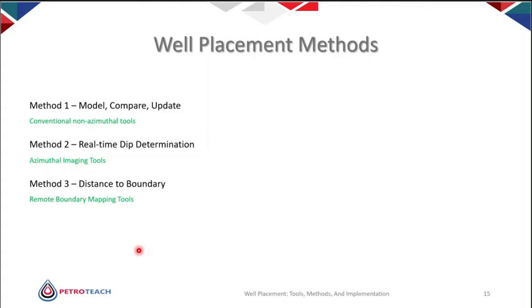So the next topic is well placement methods. In short, there are three methods of well placement. Method one is called model compare update, and it uses conventional non-azimuthal LWD tools. Method two is known as real-time depth determination, and it employs azimuthal imaging tools. And finally, there is a third method called distance to boundary, and it uses boundary mapping technologies for ultra-deep azimuthal resistivity tools.